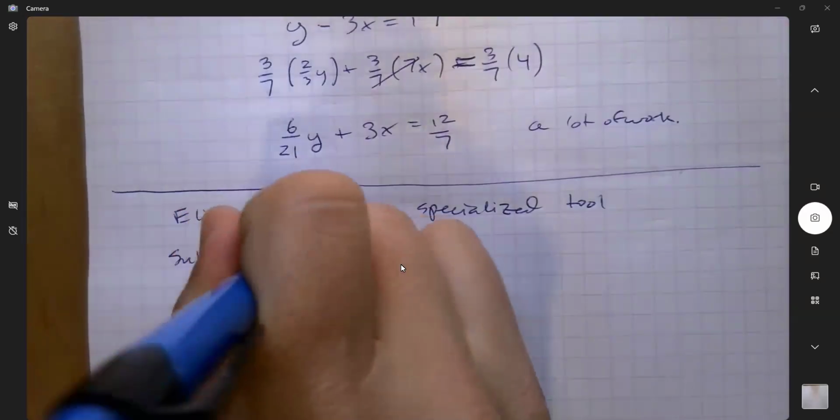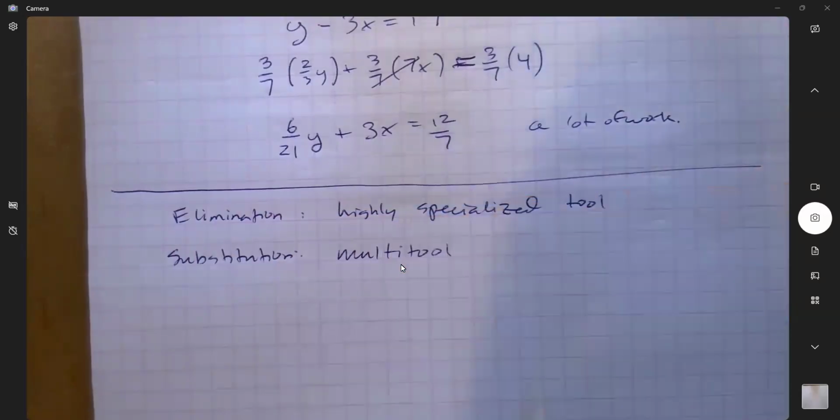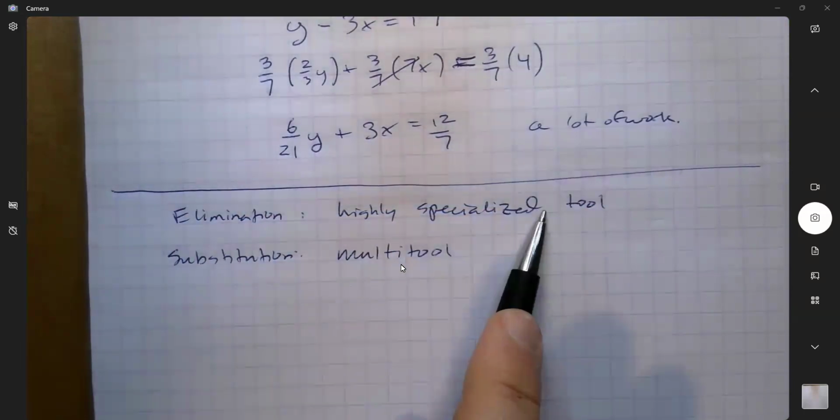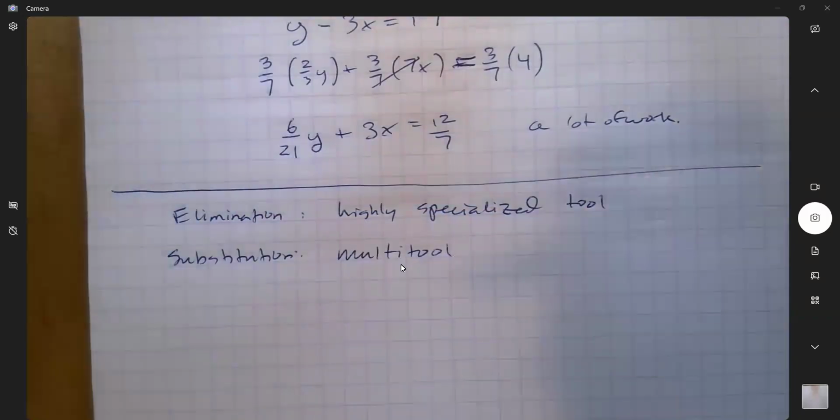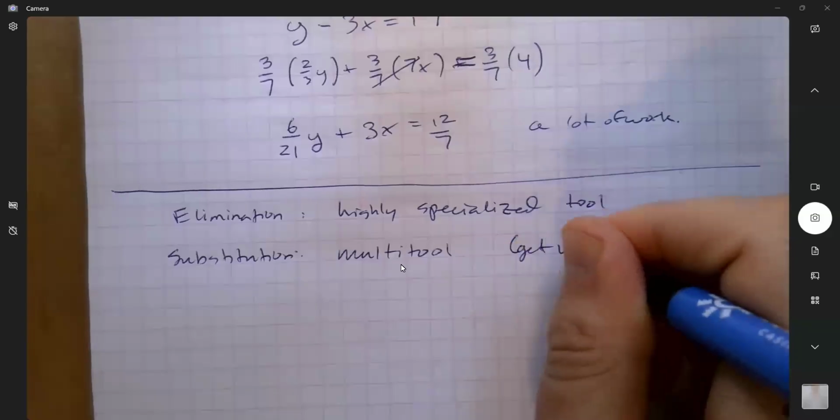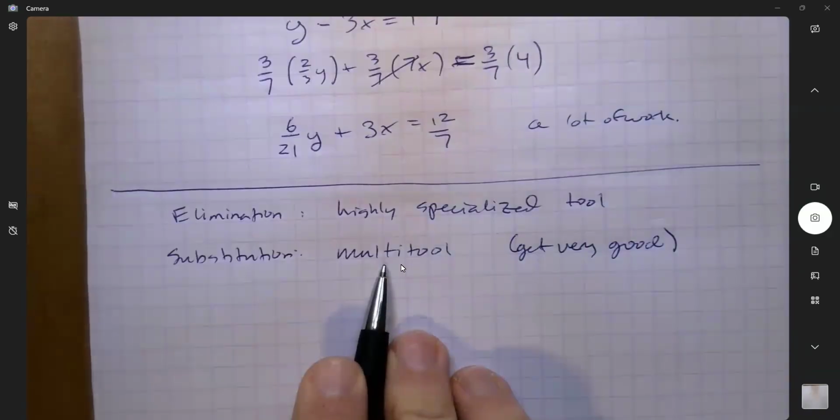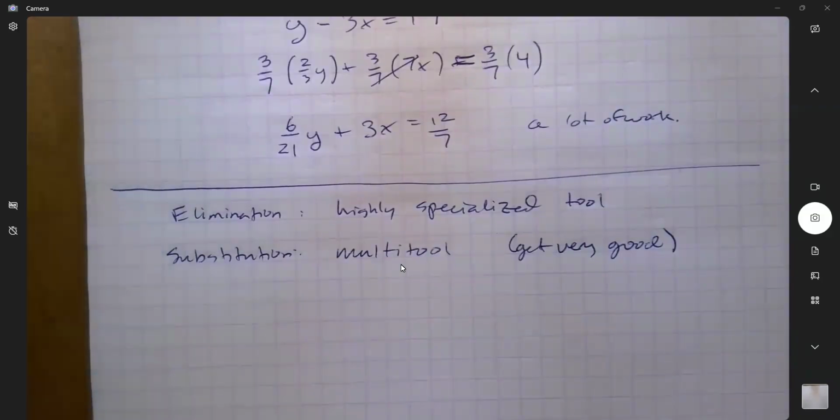Substitution is like a multi-tool. It works pretty well in any case, no matter how complicated. It might take a little more work in cases where elimination is fast, but it's always going to work. You know how to use it. So I would say get very good at using substitution, and don't worry so much about elimination. You might see it once in a while come up, and that's when you grab that tool.